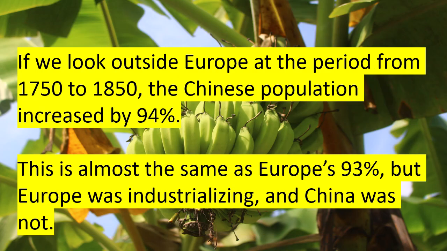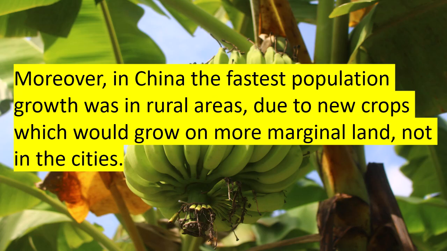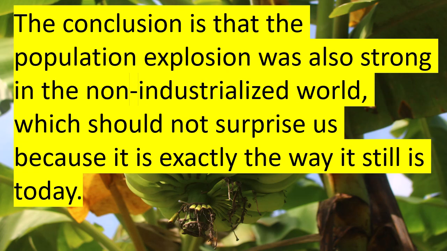If we look outside Europe at the period from 1750 to 1850, the Chinese population increased by 94%. This is almost the same as Europe's 93%. But Europe was industrializing and China was not. Moreover, in China, the fastest population growth was in rural areas due to crops which would grow on more marginal land, not in the cities. The conclusion is that the population explosion was also strong in the non-industrialized world, which should not surprise us because it's exactly the way it still is today.